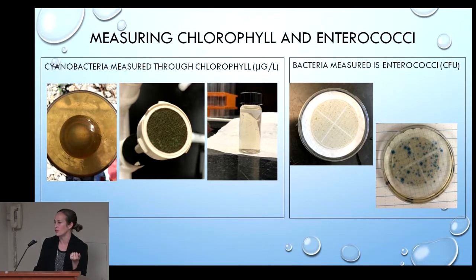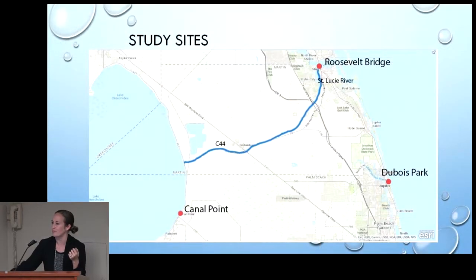For enterococci, you measure the bacteria by filtering water through this filter here. From there, you incubate it for 24 hours. After the 24 hours, you count the number of colony-forming units that are present on the filter.